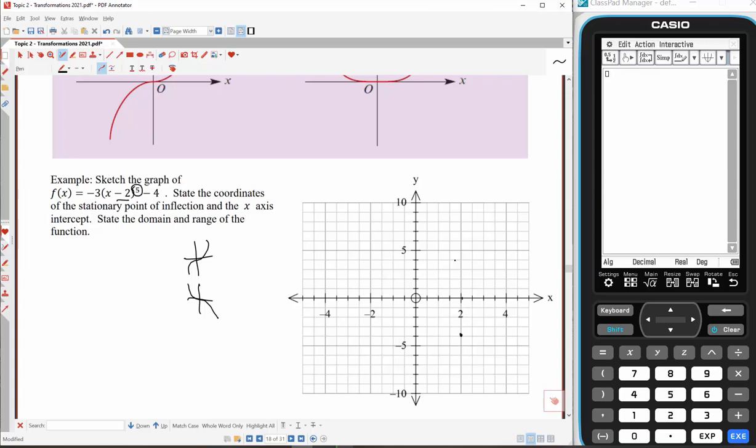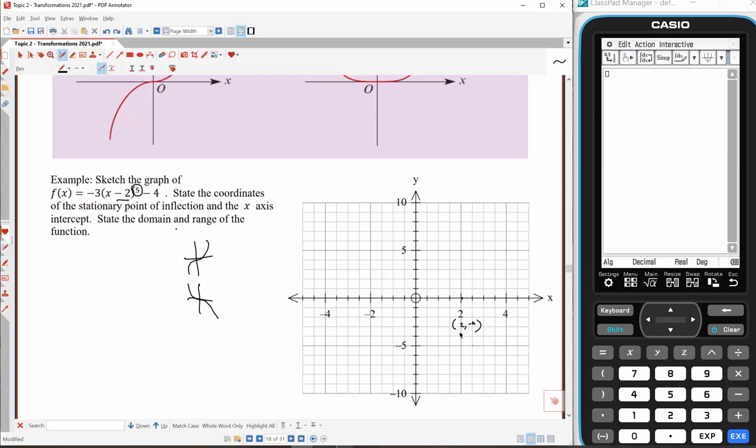Okay, so next we need the point of inflection. State the coordinates of the point of inflection, the x-axis intercept, and the domain and range. So this is the point of inflection, so we're going to call that (2, -4). So the function is going to come down here, inflect, and continue down there.